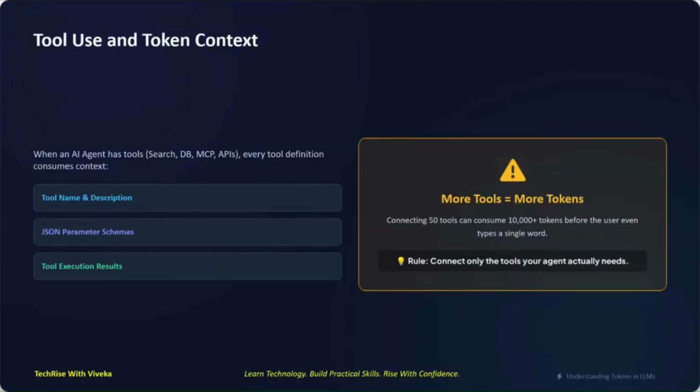Tools work the same way. Every tool can have a name, description, parameters, and results. All of these contribute to the model's context. And when you add MCP and multiple tools, the context can grow even further. So don't only ask what tools can connect. Ask whether your agent actually needs all of them.